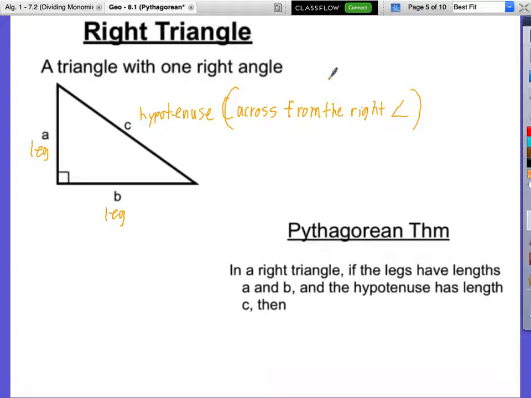Okay. Hey, we have this Pythagorean theorem. We talked about this, okay? Only true for right triangles. So in a right triangle, if the legs have lengths A and B, like it is here, and the hypotenuse has length C, then we know that A squared plus B squared will equal C squared. We know that to be true, right? We've talked about that before.